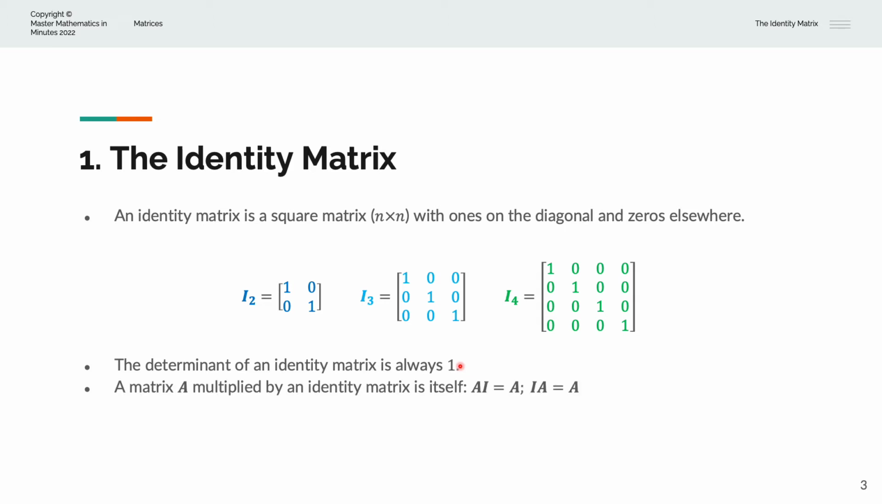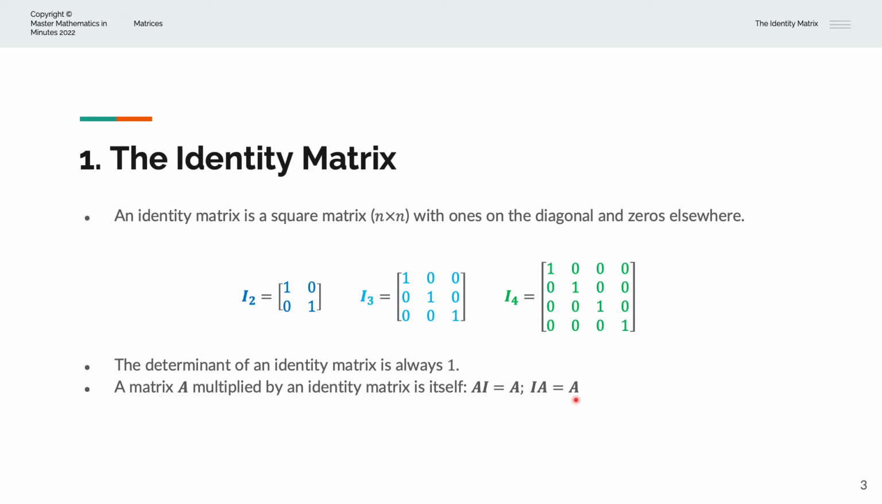And consider a matrix A. If we were to multiply that with the identity matrix, it will return itself, matrix A. So we have A times the identity matrix I, that will return A itself. Or the other way around, the identity matrix multiplied by A, and that will return A itself.